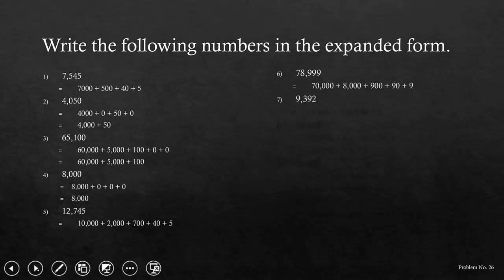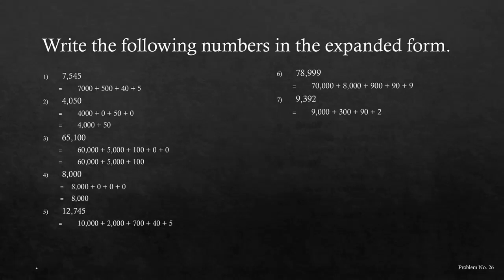We'll move to next problem, 9,392. Now place value of this 9 is 9,000, place value of 3 is 300, place value of 9, which is at tens place, is 90, and place value of 2 is just 2. So 9,392 is equal to 9,000 plus 300 plus 90 plus 2.